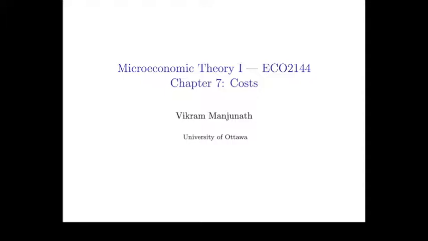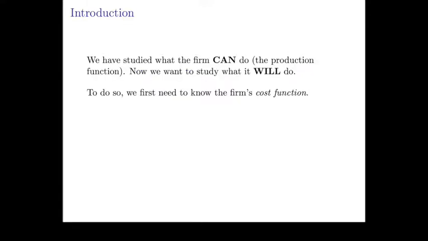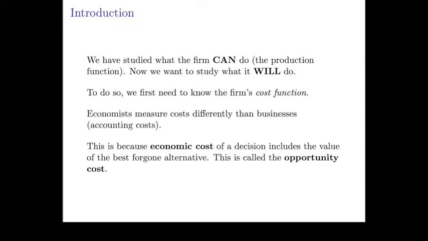Chapter 7 deals with costs. So far what we've seen in the previous chapter is a description of what firms can do. So the production function tells us what a firm can produce given the inputs. What we ultimately want to understand is what a firm will do. And in order to do that, we need to understand the firm's costs. So what we're going to need is this idea of a cost function.